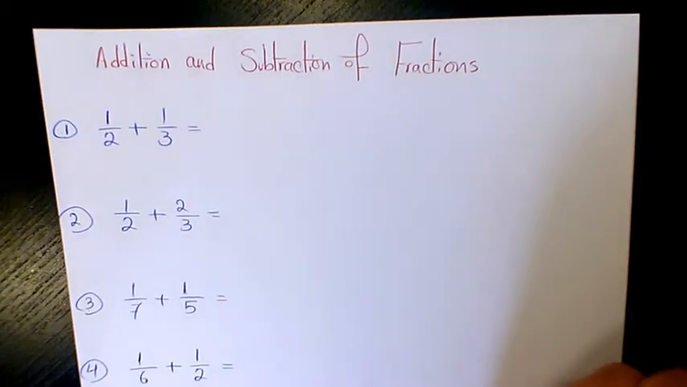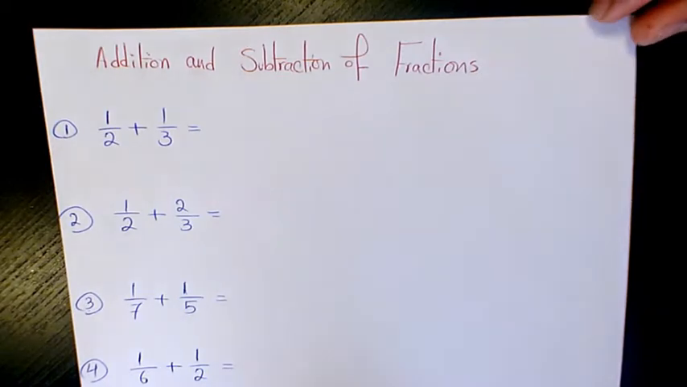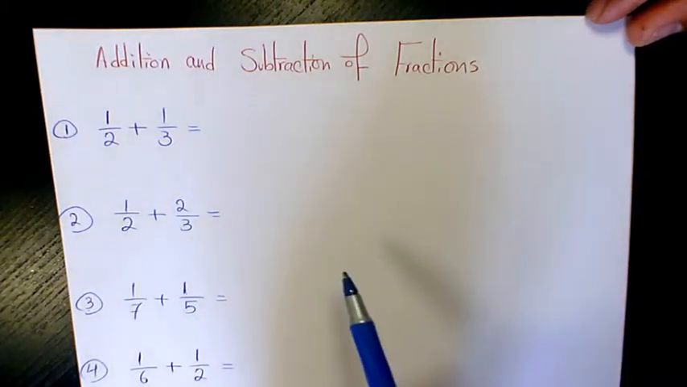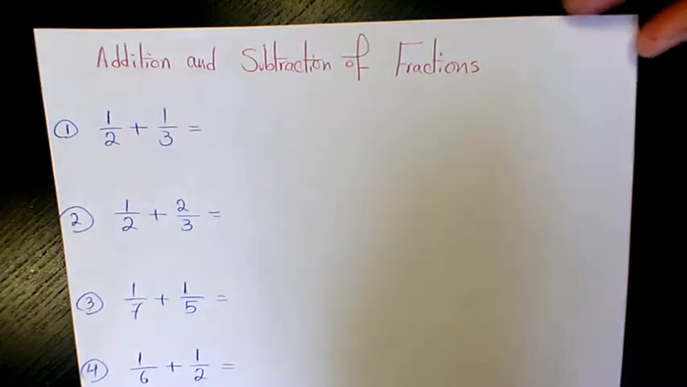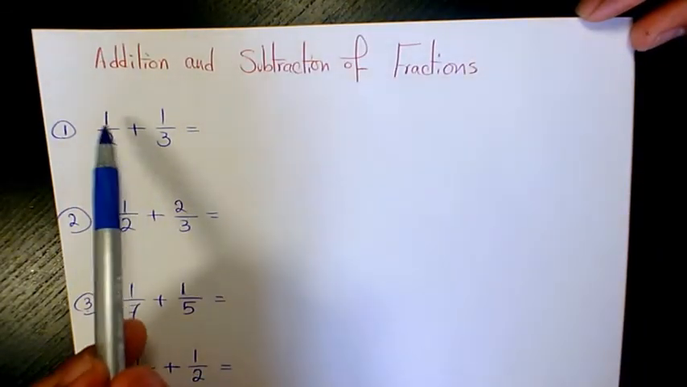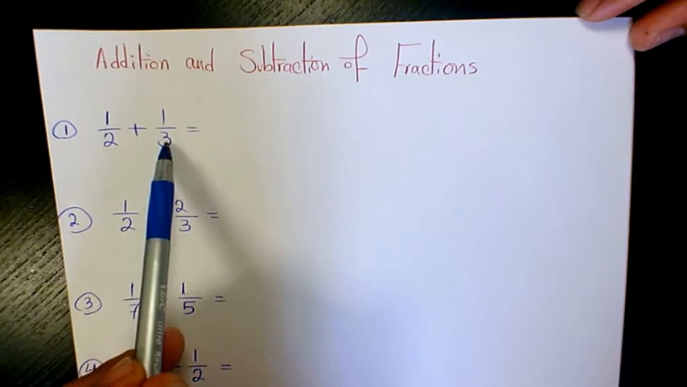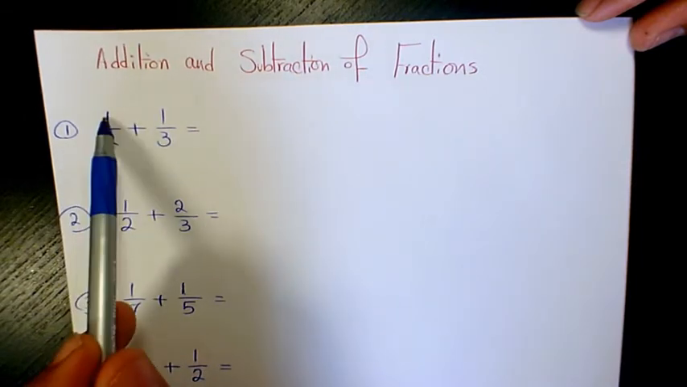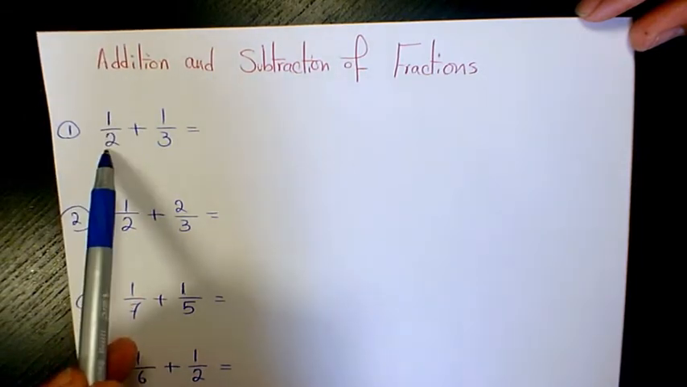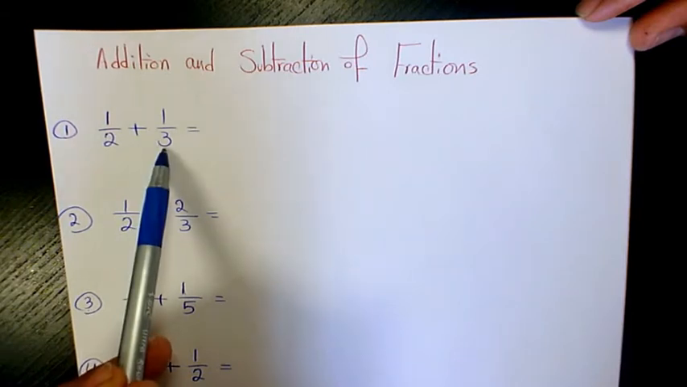Welcome to another video. In this video I want to show you how to add and subtract fractions. I'm going to start with the very simple questions toward more complicated questions. So here we are dealing with 1 over 2 plus 1 over 3. Both of them are fractions. The numerator is 1 here, denominator 2, numerator 1, denominator 3.